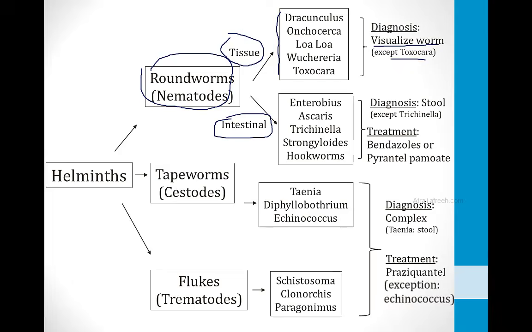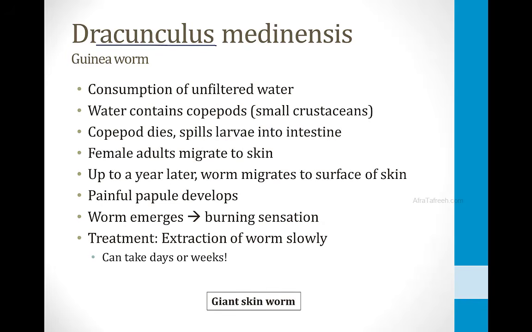Dracunculus medinensis is also called the guinea worm, and this is a very easy helminth infection to remember because it's an enormous worm. It can be up to a foot long and it can burrow into the skin. You get infected with dracunculus by consuming unfiltered water that contains small crustaceans called copepods. Crustaceans you may know of as crabs, but there are other crustaceans, and some of them are very small, and you can drink them with water. The copepod dies and it spills the larva inside of it into your intestine.